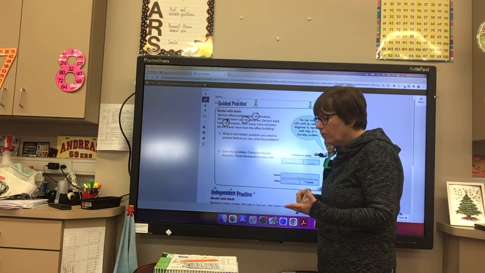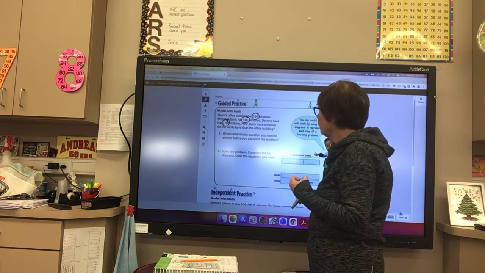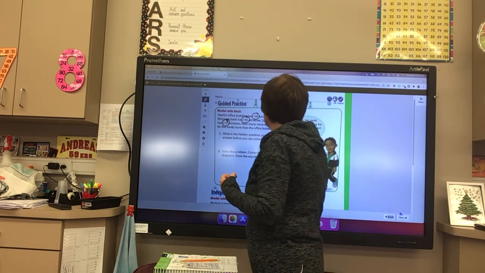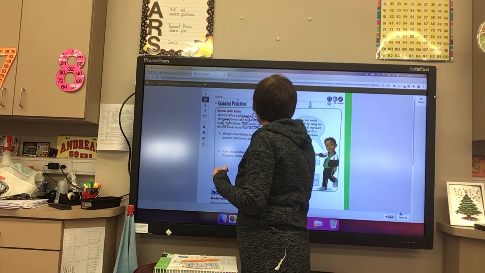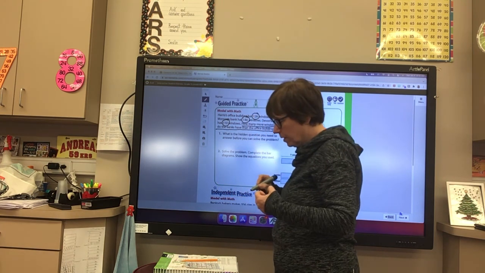Now, we're going to underline the question we need to answer. We want to know how many more windows do the banks have than the office building. So I'm going to underline that right now. Okay, that's our ultimate question.